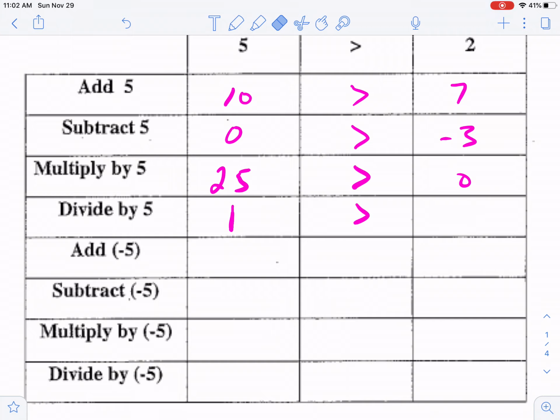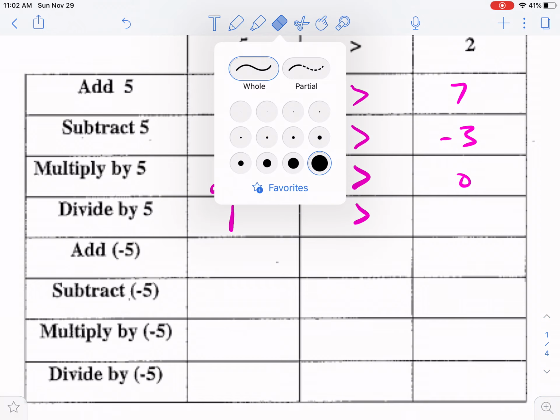This one, I just gotta redo it. It's too big, sorry. Let me shrink this.